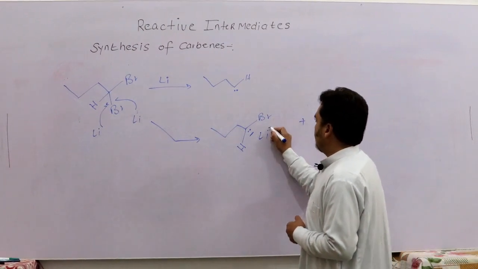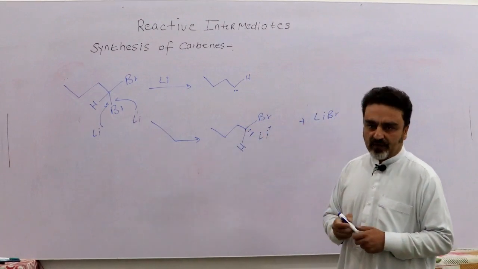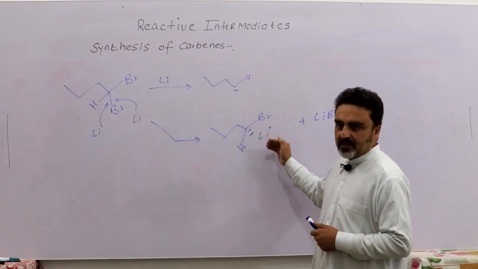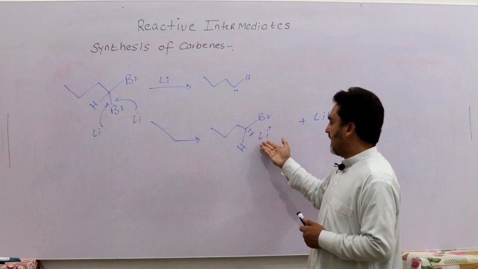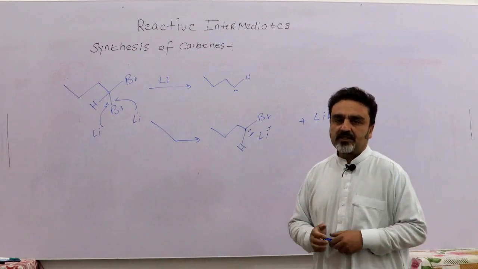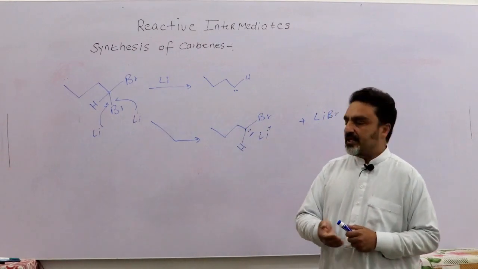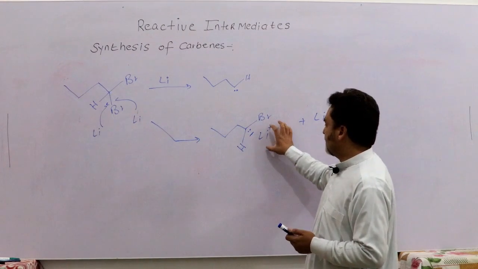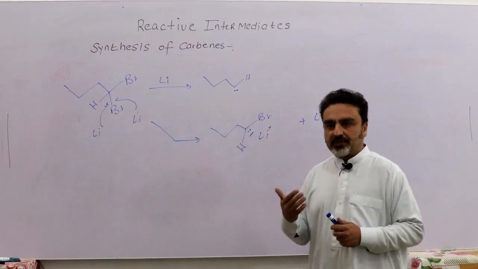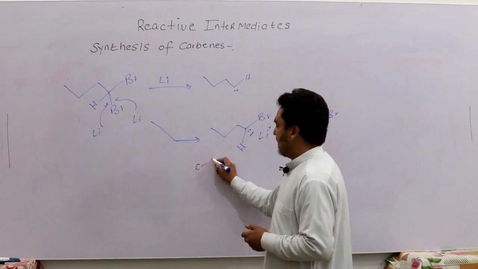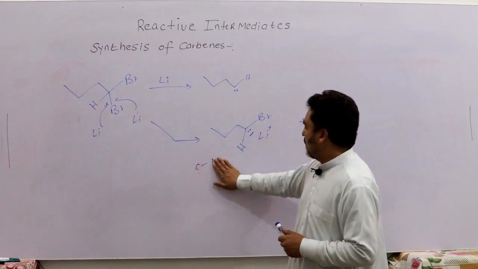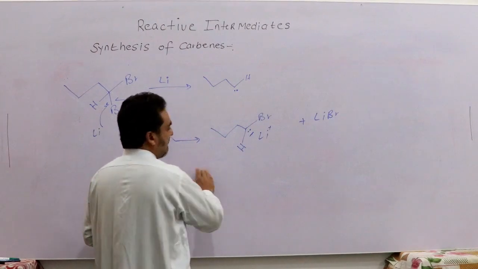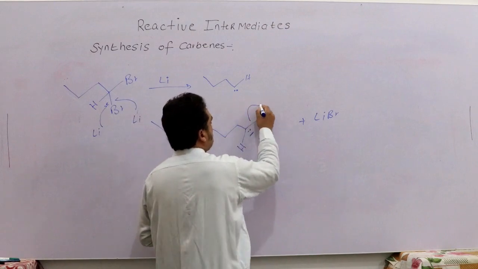And as you know, the other lithium will be here; it also forms a covalent type of bond with the carbon, so it can be shown either like this or with a covalent bond. But to make you understand, I have written it in ionic form, but originally it is just a covalent type of bond. Okay, so what will happen again? Now this bromine leaves.